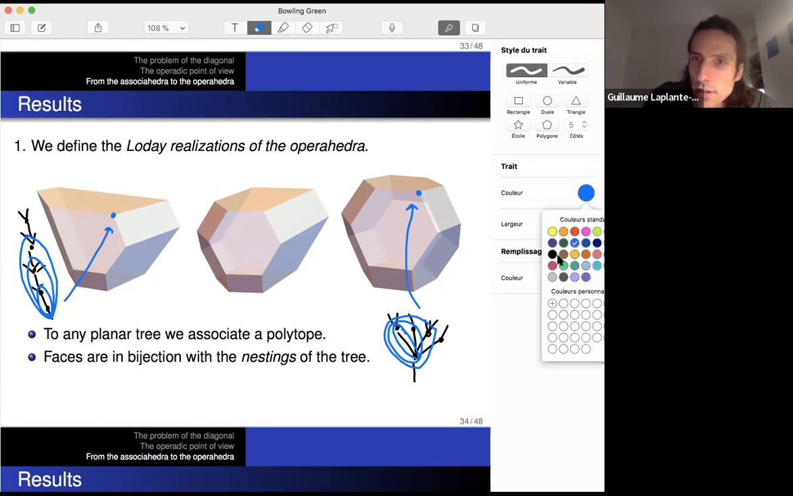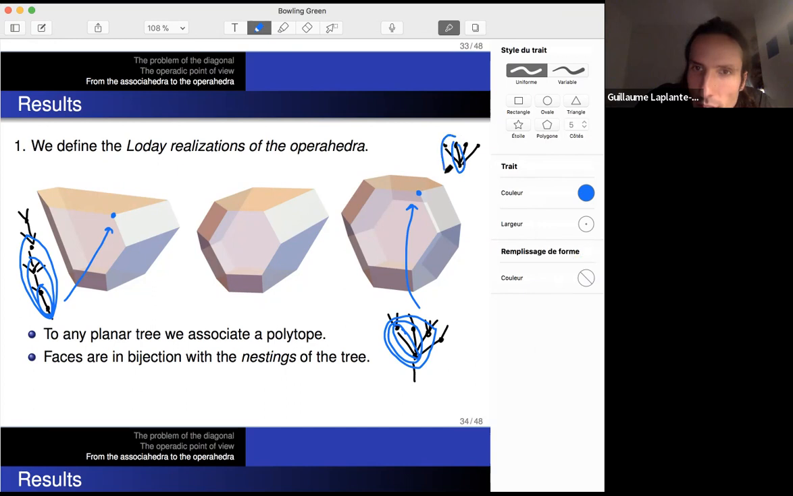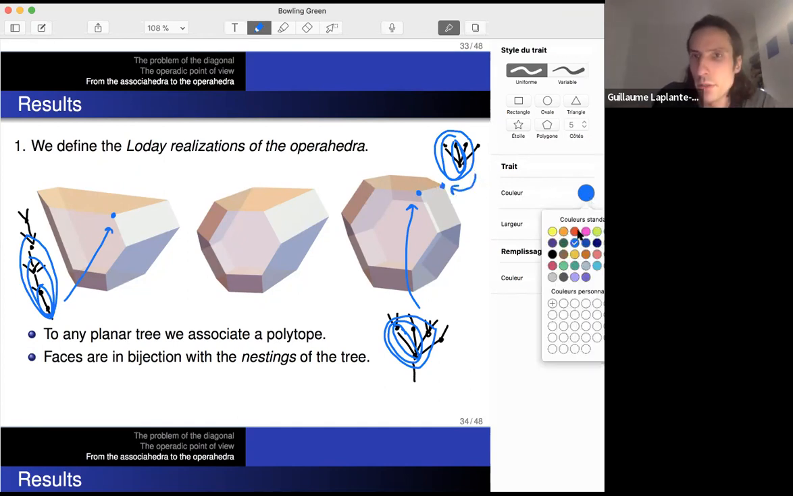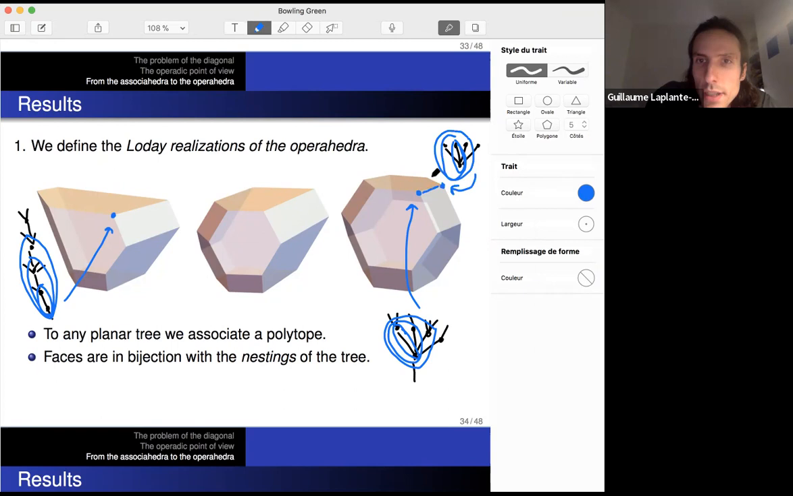So if you have another nesting here, I will not draw the leaves for convenience, but if you have this other nesting here, well, the edge between the two will be indexed by the same tree with all the same nestings except the ones that are not common. You can only keep the common nests. So you keep this one and this one.